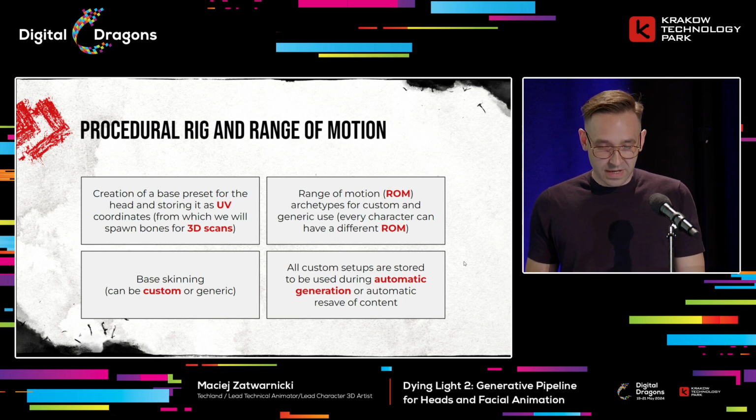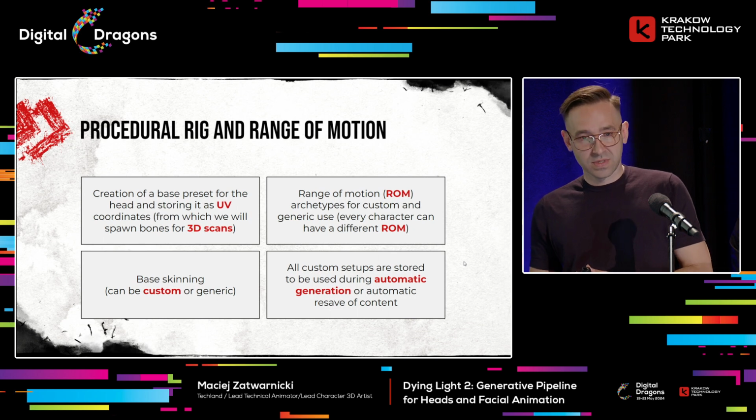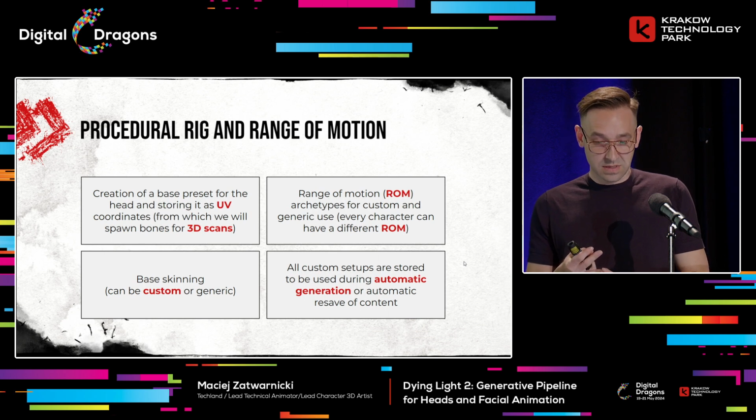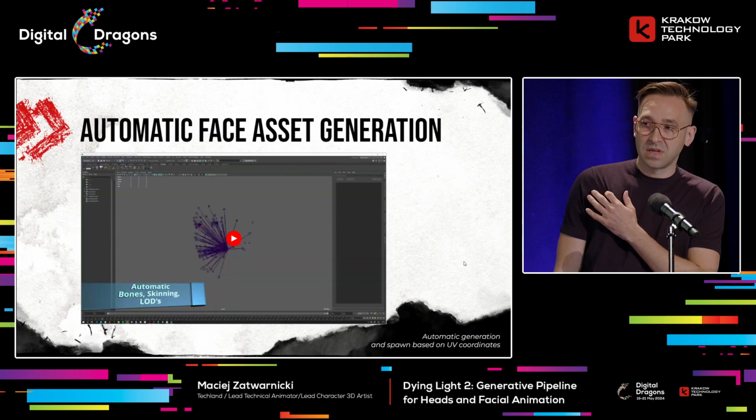So all of those files are stored in our structure in Perforce, ready to be used later in actual asset generation. This is the input for the whole system. So we start with skinning, range of motion, position of the bones, and information about the skeleton. And in the next slide, we create the asset itself.